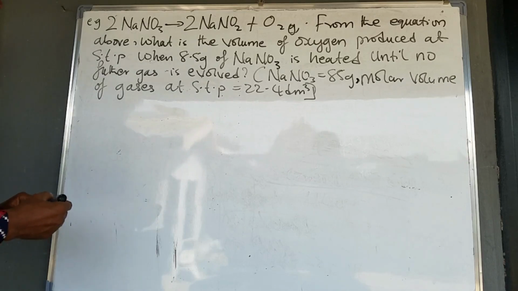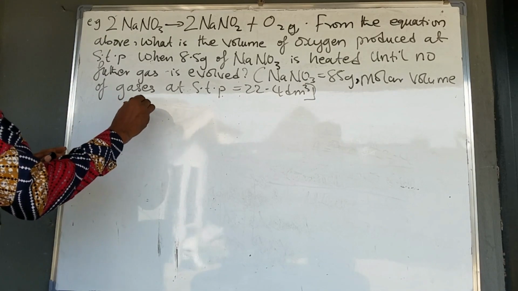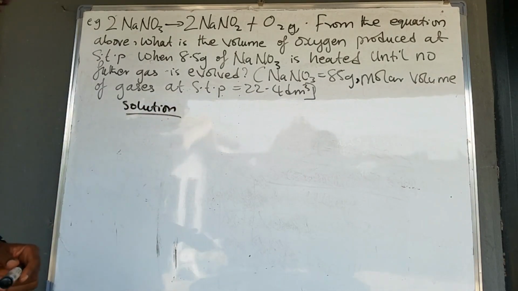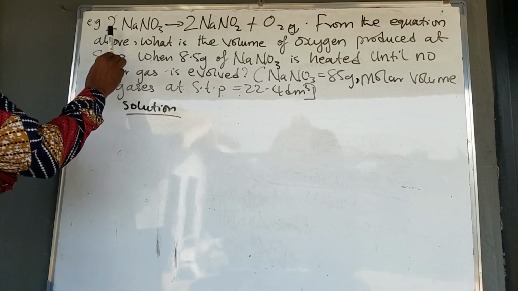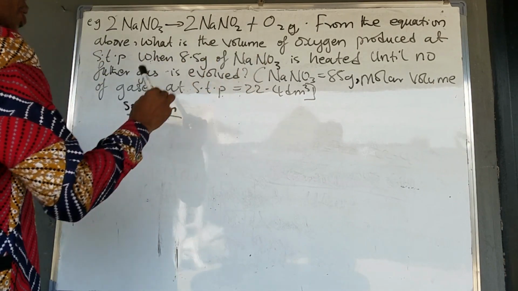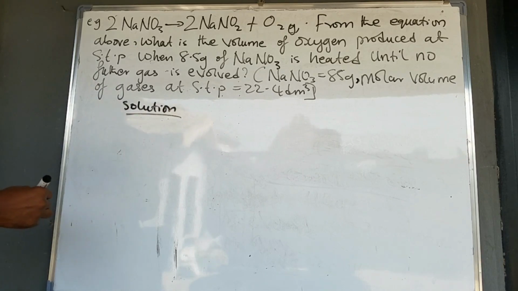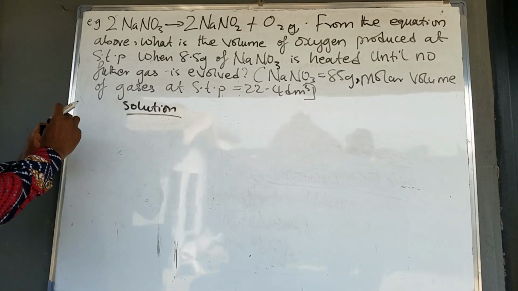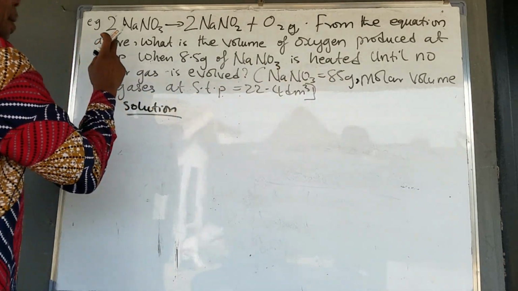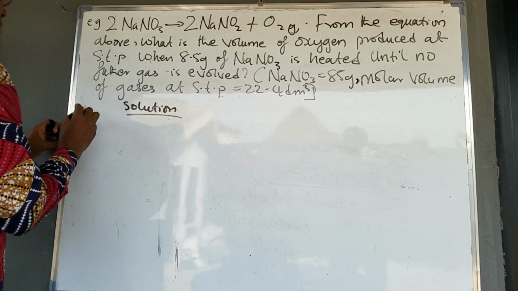Now, interestingly, before we dabble into this and begin to solve, caution is needed. If you look at this question, you observe that what was decomposed was 2 moles, and it gave us 1 mole of the gas. So that calls for serious caution. Now, what are we going to do? They gave us sodium nitrate as 85 grams, but what was used for 1 mole? That means I make a statement here.